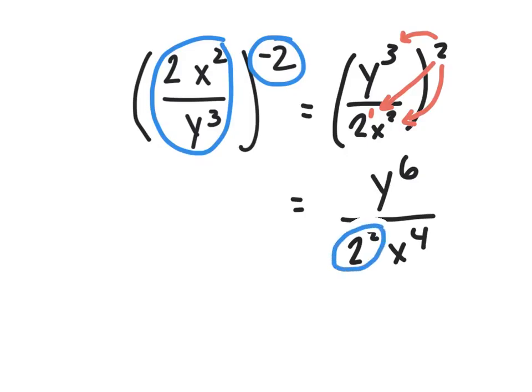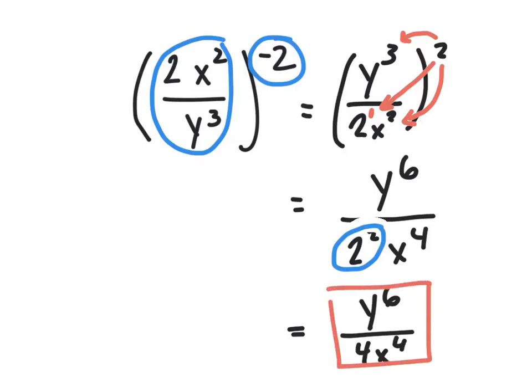Okay, 2 squared, that's 4, so let's clean that up a little bit. y to the 6th over 4x to the 4th. So flip over the fraction, change the exponent to positive, and then do the exact same property that we had before.